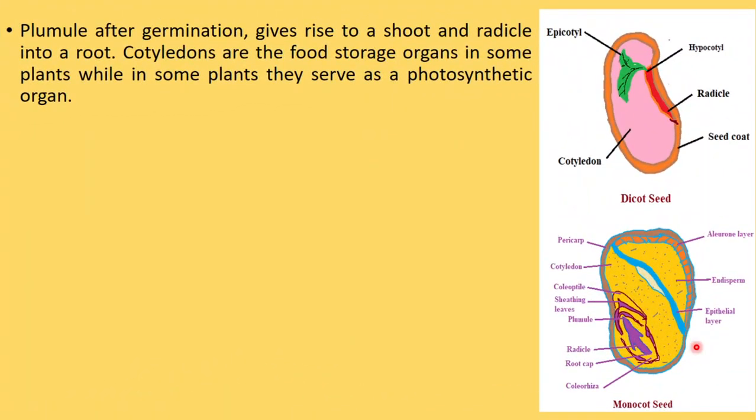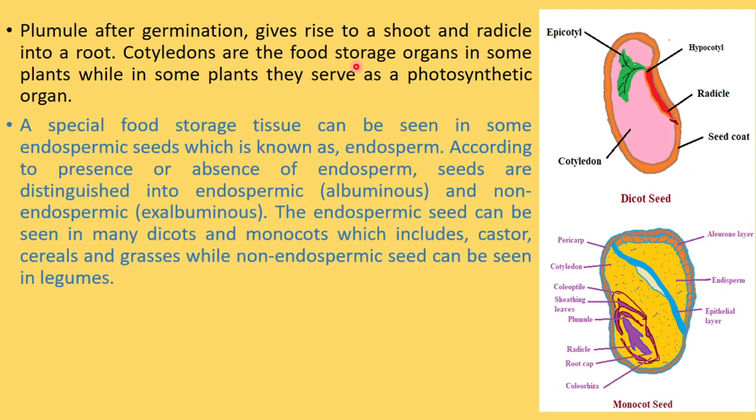Now the plumule, we know, gives rise to the shoot after germination, and the radicle will give rise to the root. Cotyledons are the food storage organs in some plants, while in some plants they serve as photosynthetic organs. So cotyledons play a very important role as food storage in some plants, and in some plants they do the work of photosynthesis. A special food storage tissue can be seen in some endospermic seeds, which is known as endosperm. So here you can see this special seed food storing tissue.